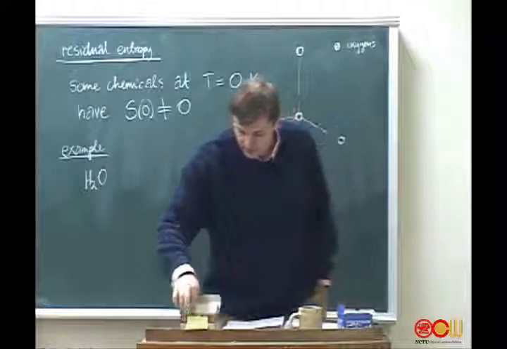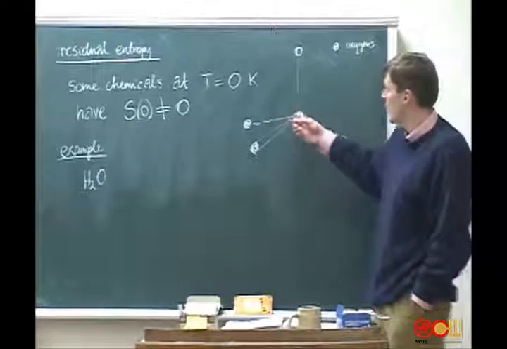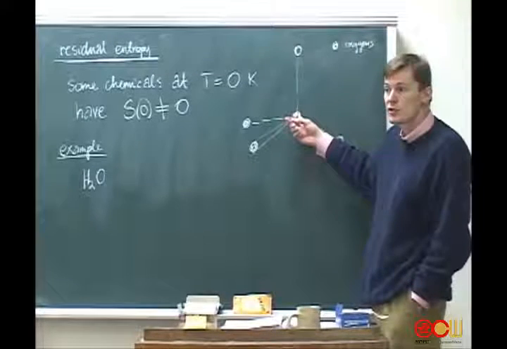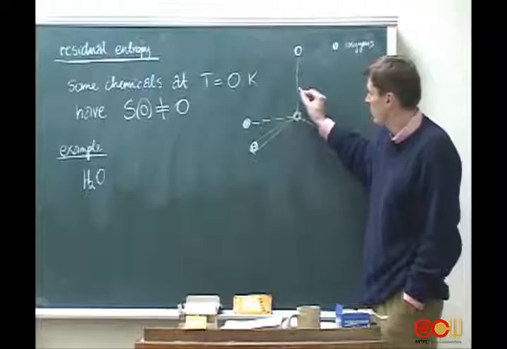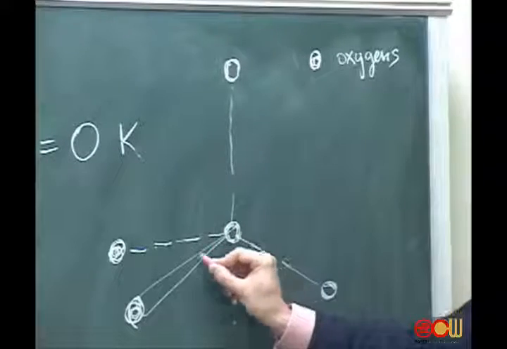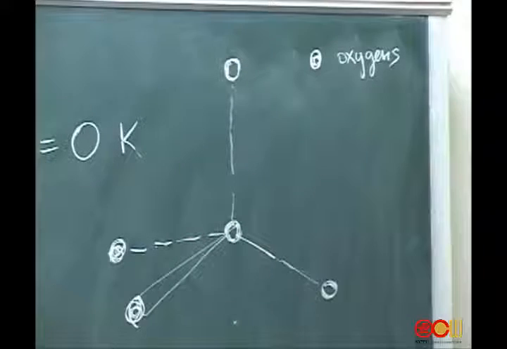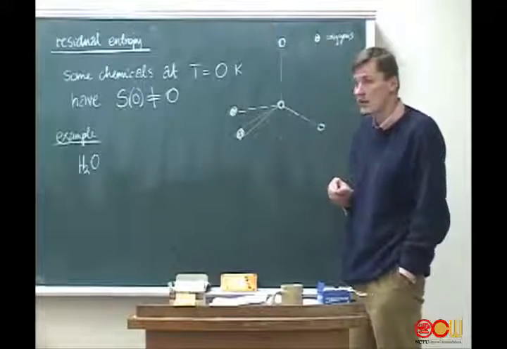Now with the red, I will plot hydrogens. Every oxygen has two hydrogens. I can put these hydrogens here and here, here and here, here and here, here and here, here and here, and here and here. There are six different possibilities of ordering this water molecule inside this crystal.